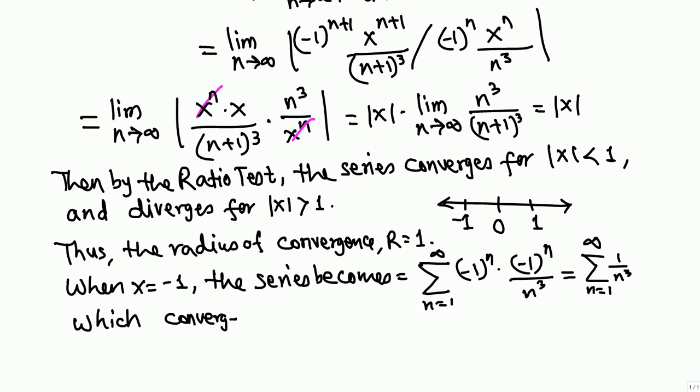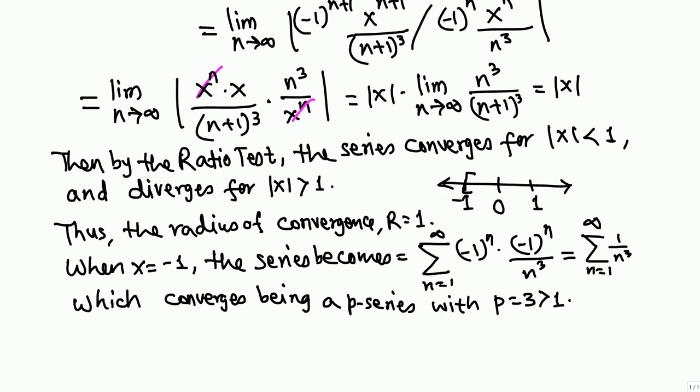So this converges, being a p-series with p equals 3, bigger than 1. So we can include negative 1 in the interval of convergence. So this is now a bracket. Now test the right endpoint, x equals 1.